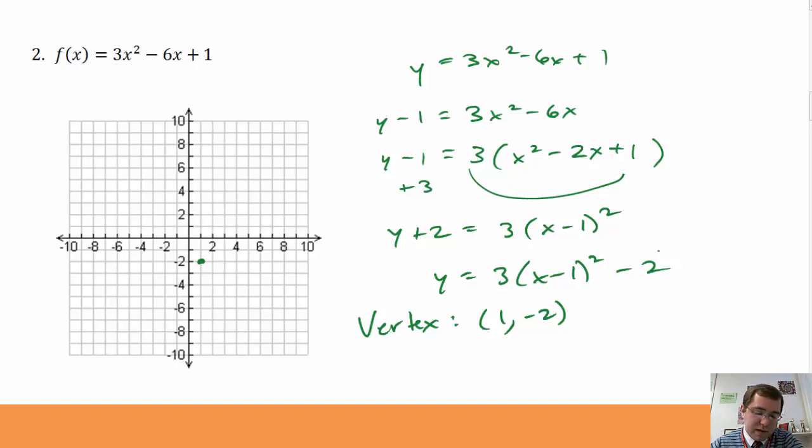And if x is 2, I'll have 2 minus 1 is 1, 1 squared is 1, 1 times 3 is 3, 3 minus 2 is 1. So when x is 2, I get 1. By symmetry, I know when x is 0, I will also get 1. Let me label these points so far. Okay. And I can sketch my parabola.